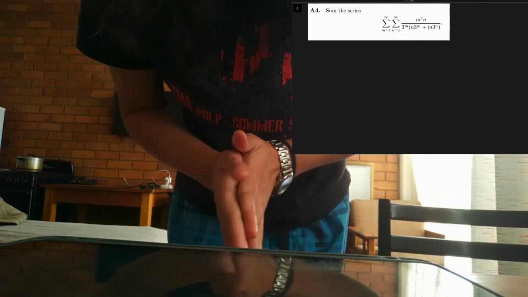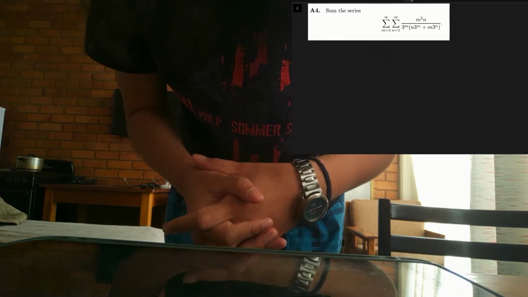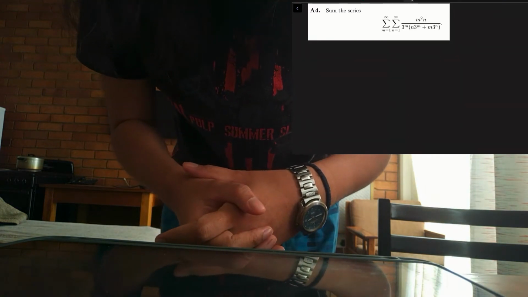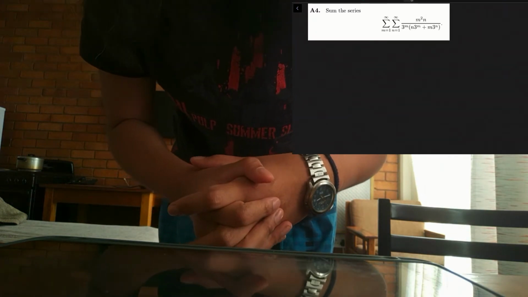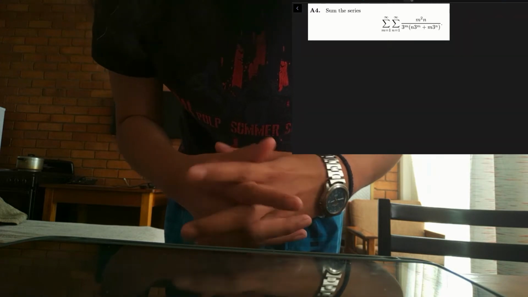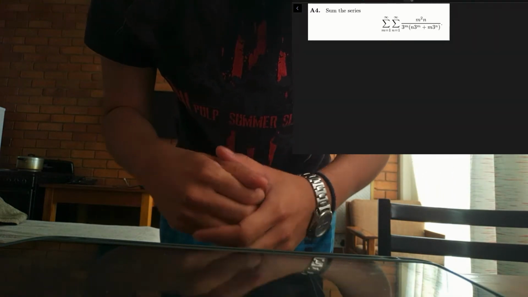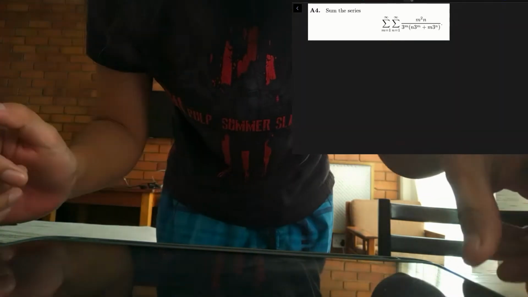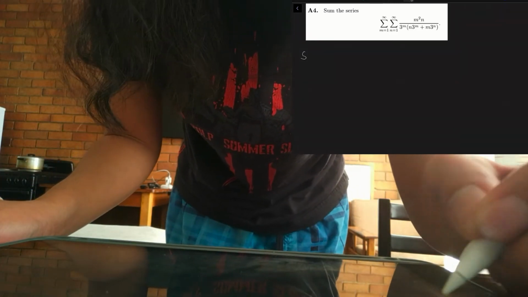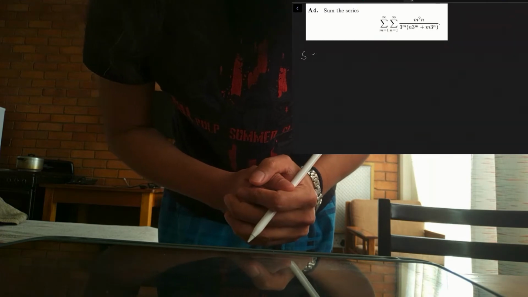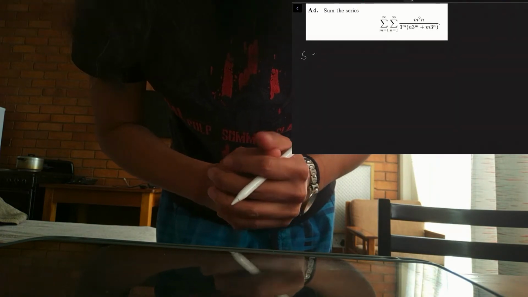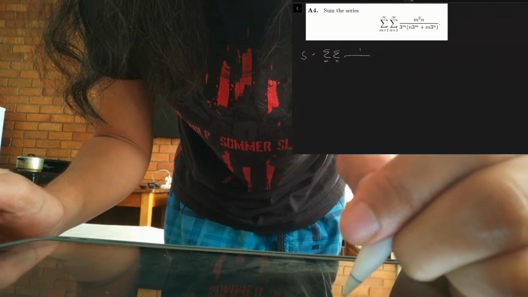But anyway, our problem today reads: sum the series m squared n over 3^m multiplied by n 3^n plus m 3^n, where both m and n run from 1 to infinity. Right at the start we can simplify the series. I'm thinking of dividing the whole series by the factor m squared n, so that the numerator becomes 1.